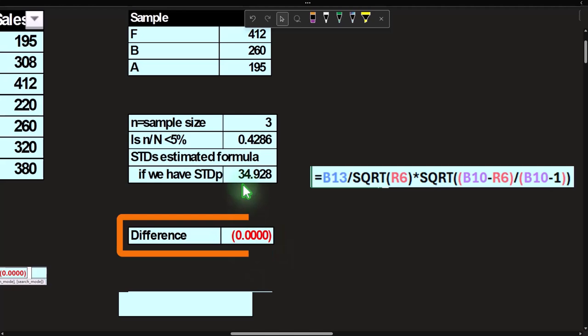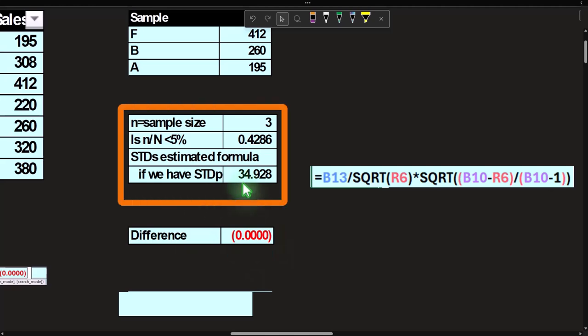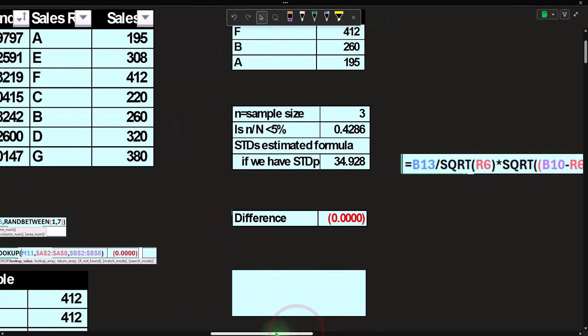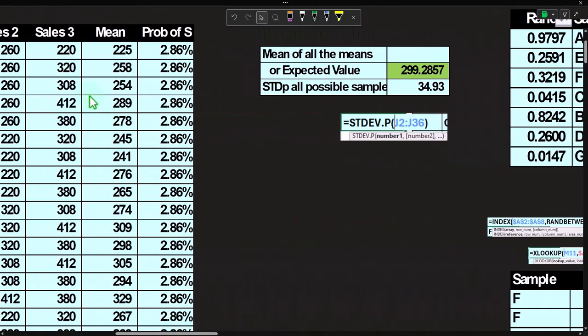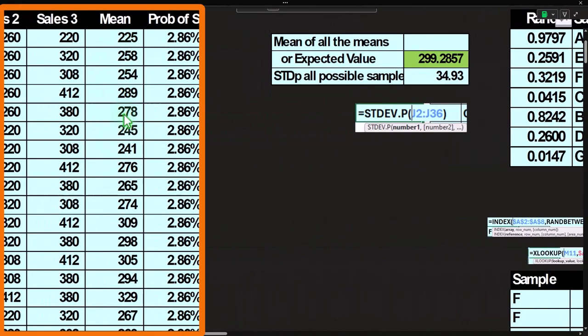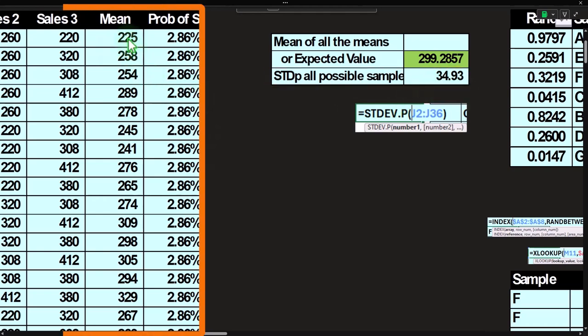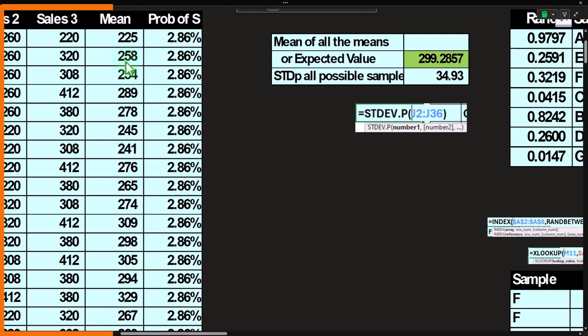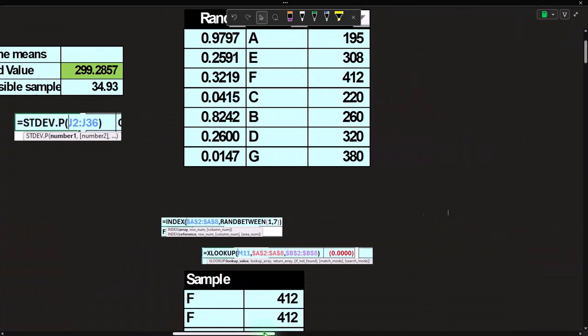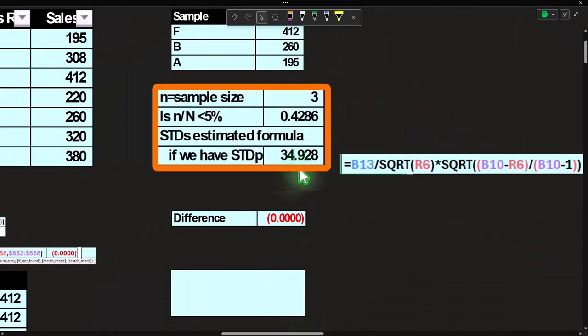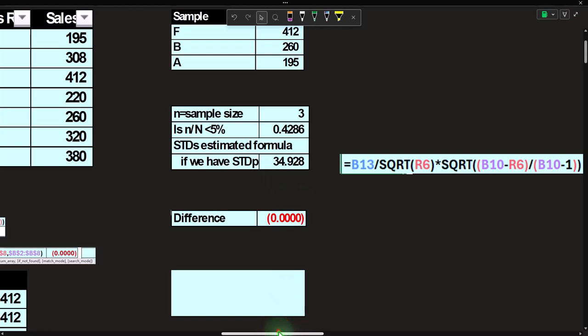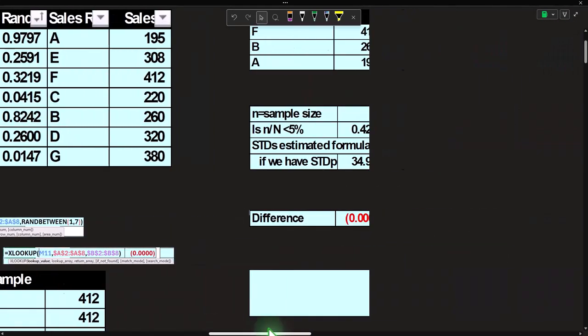So notice what we calculated here with the formula is basically the same as what we got with our calculation over here. If I took the standard deviation of all of these means, I got 34.93. So we did it longhand here, actually doing all of the means, which you wouldn't do in practice, but that's what we're tending towards with the formula. Then we used the formula calculation and we got basically the same number, 34.928.